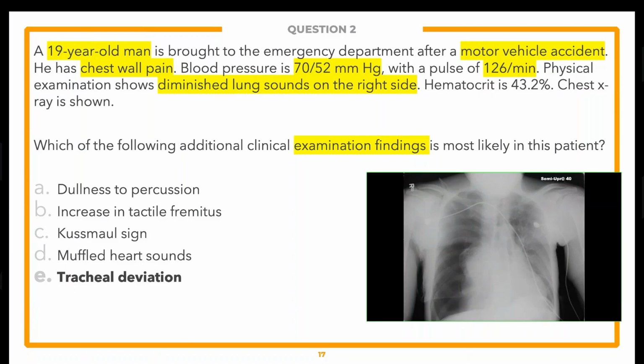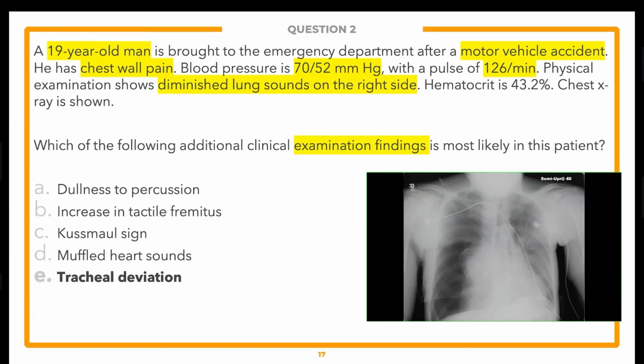C, Kussmaul sign. That's a sign of increased jugular venous pressure, or JV distension, with inspiration. Whenever we take a deep breath, blood tries to enter the heart, but the heart has failed and things are backing up. So things like right heart failure, tricuspid stenosis, and any kind of constrictive pericarditis can cause it. Those are the ones you want to look for with C.